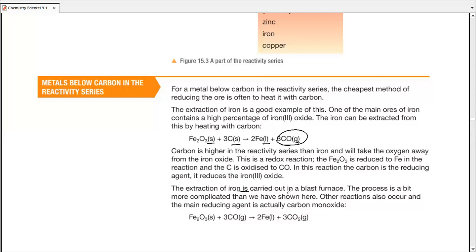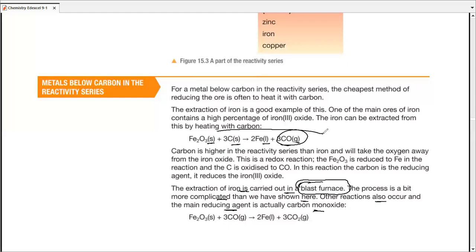So extraction of iron is carried out in a whole big equipment or industry. This whole thing is known as a blast furnace. It can be as small as a simple equipment, or it can be as big as an entire industry of extraction of iron. The process is a bit more complicated than what we have shown over here, but this is more like a simplified form for students. Other reactions also occur, but the main reducing agent is actually carbon monoxide.